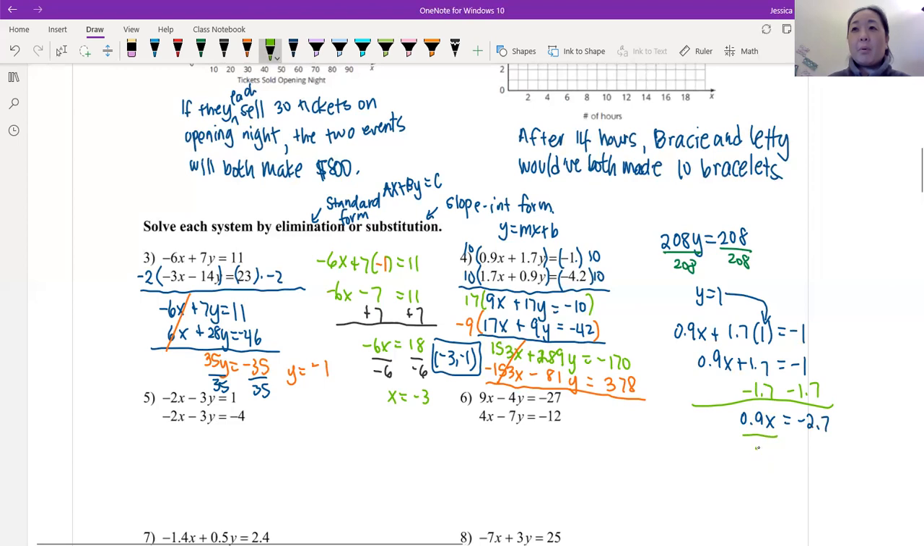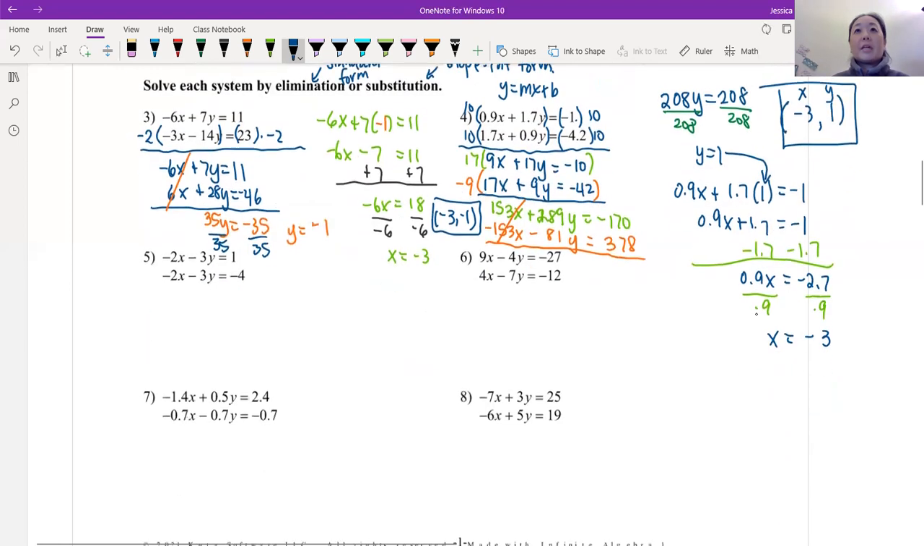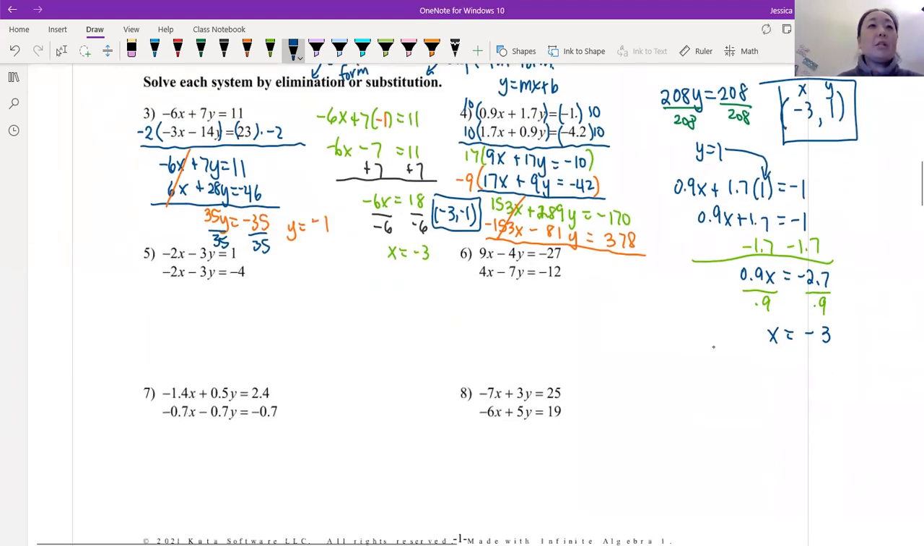And then we divide by 0.9 on both sides, and that's going to be x is equal to -3. So now we found the x and the y. So my point is (-3, 1). Remember to put in your x first and then your y, not what you found first. All right. Okie dokie. And so we're going to move on to the next one.